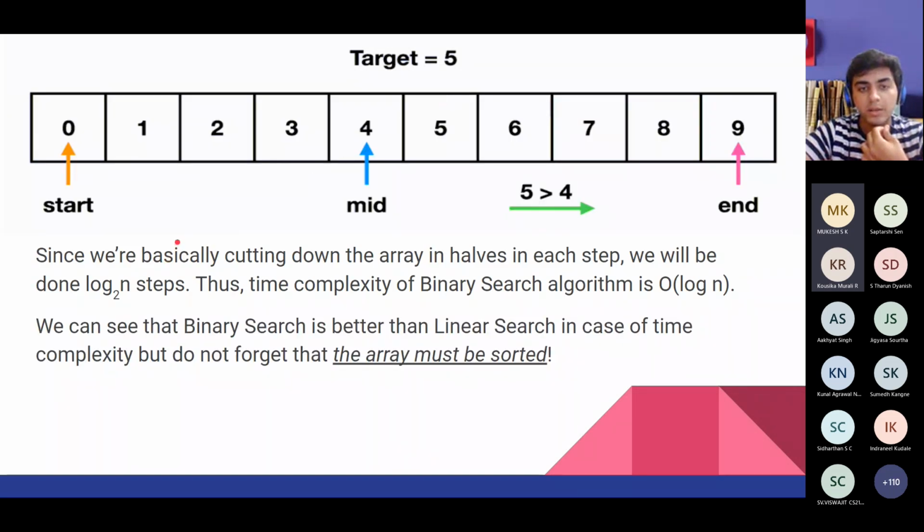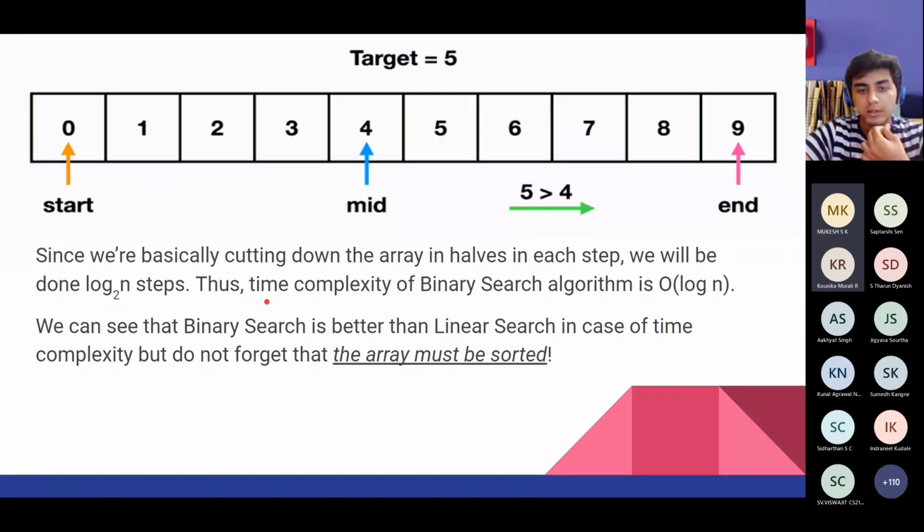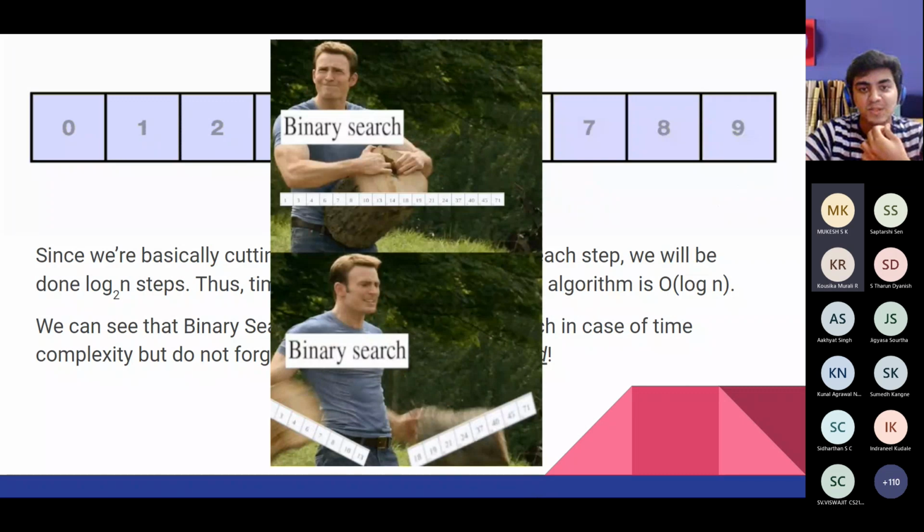Since we are basically cutting down the array in half in each step, we will be done in log base 2 n steps, mostly. Considering the big O notation, the time complexity of binary search algorithm is big O of log n. You can see that binary search is better than linear search, but do not forget that binary search has to be applied to sorted arrays. So this is the essence of binary search. We're breaking the array into two.